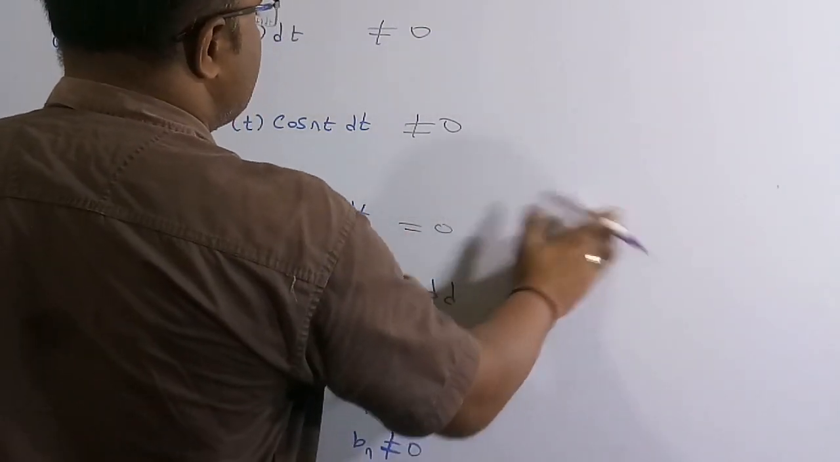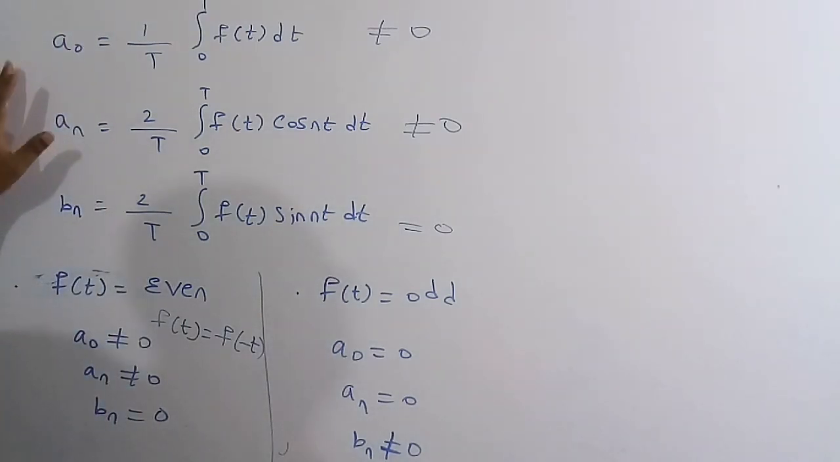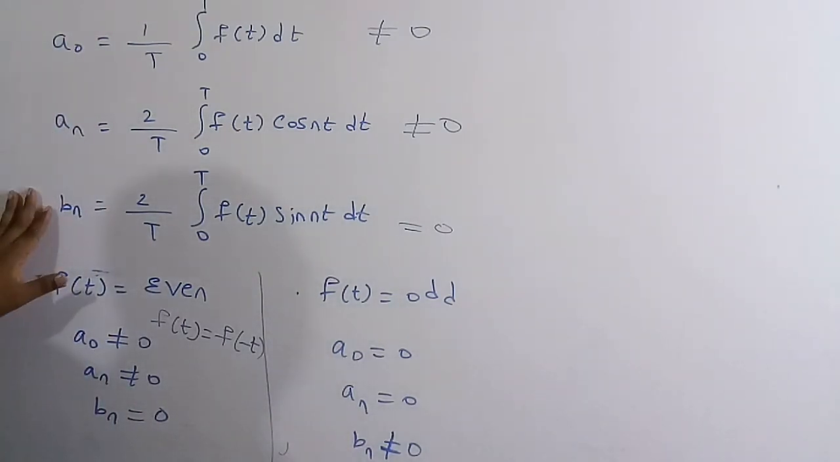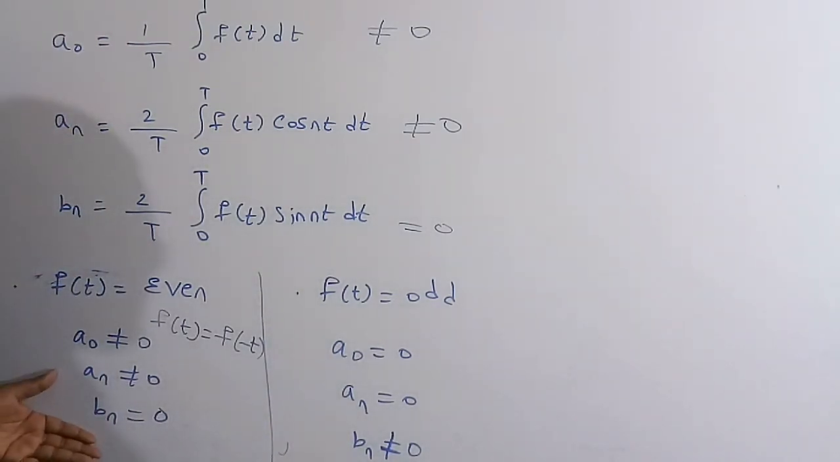So whenever f of t is an even function, a0 is not equal to 0, an is not equal to 0, but bn is equal to 0. Same thing I have written here.